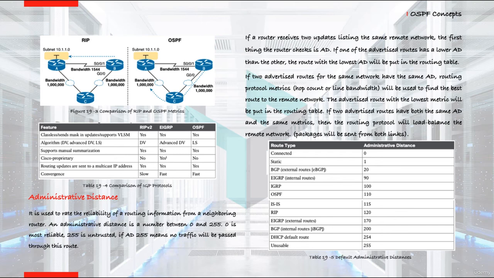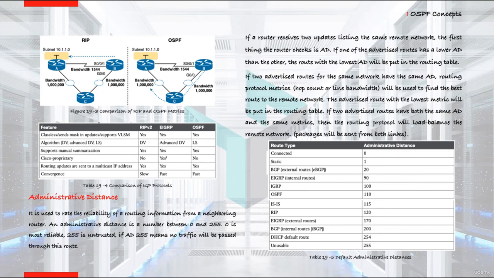RIPv2, EIGRP and OSPF support different subnets. You can see the algorithms they use here. They all support summarization. Only Cisco devices support EIGRP, all devices support OSPF and RIPv2. All three protocols use multicast addresses for routing updates, with RIPv2's converge time being slow but EIGRP and OSPF's converge time being fast. Now let's talk about administrative distances.